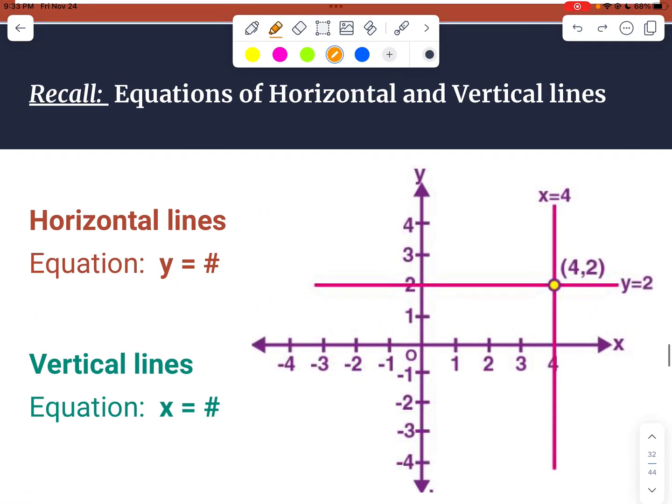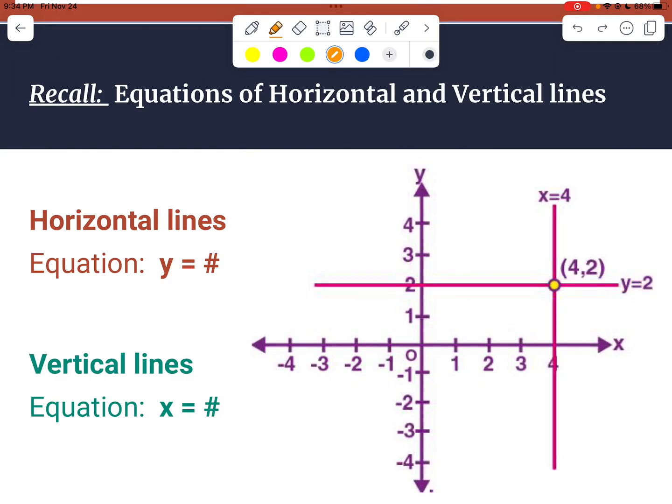Recall that equations of horizontal and vertical lines look something like this. A horizontal line has an equation where y is equal to some number. Why does this make sense? Because y is talking about the height up and down. So the height of a horizontal line is always the same. It's always, in this equation, up 2. So y is always equal to 2.